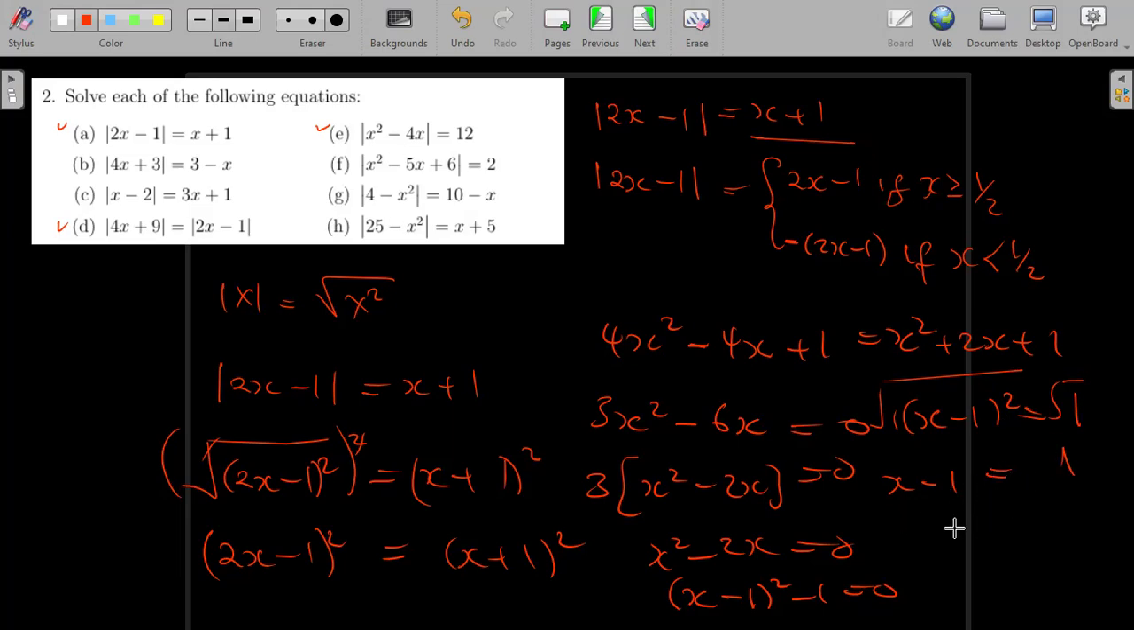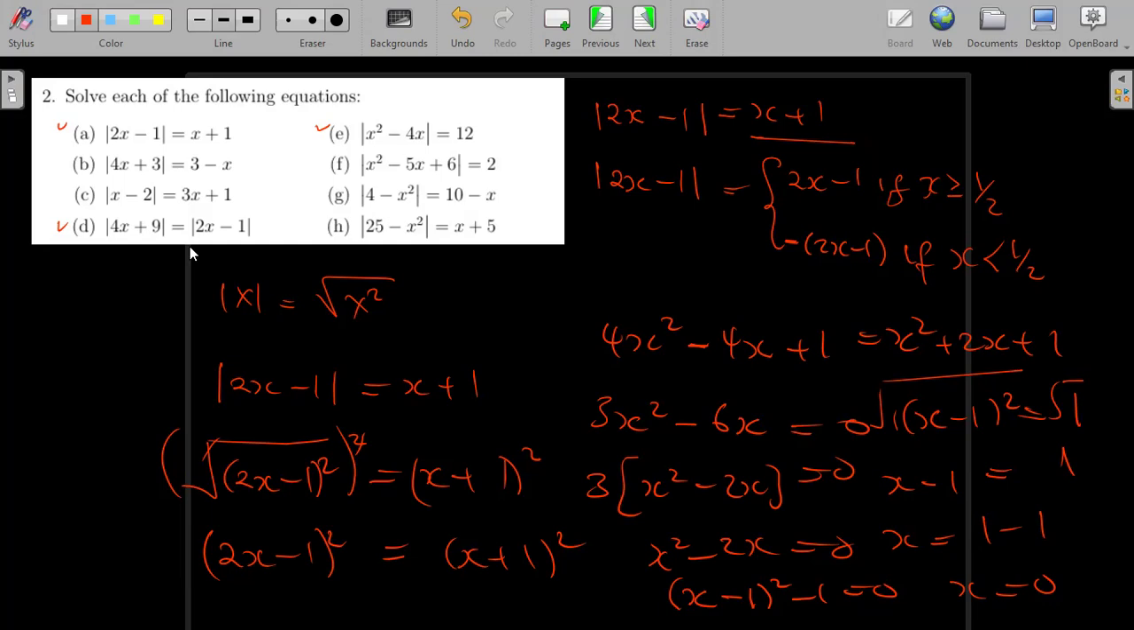Then the 1 goes to the other side, and you just remain with 1 minus 1, and this will give you 0. So this will be x equal to 0. That's going to be your answer for this. And you can see the same answer which we obtained when we used the graphical method.